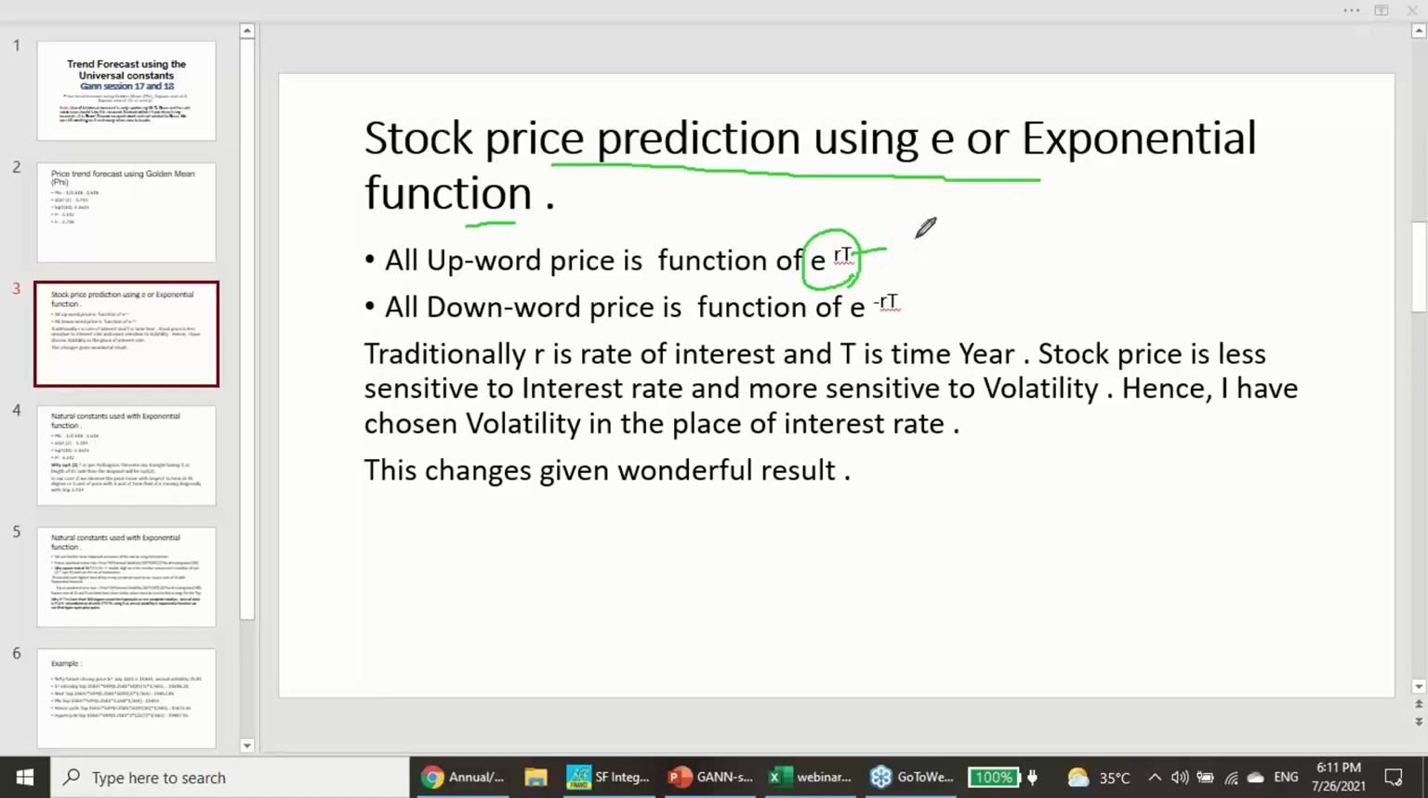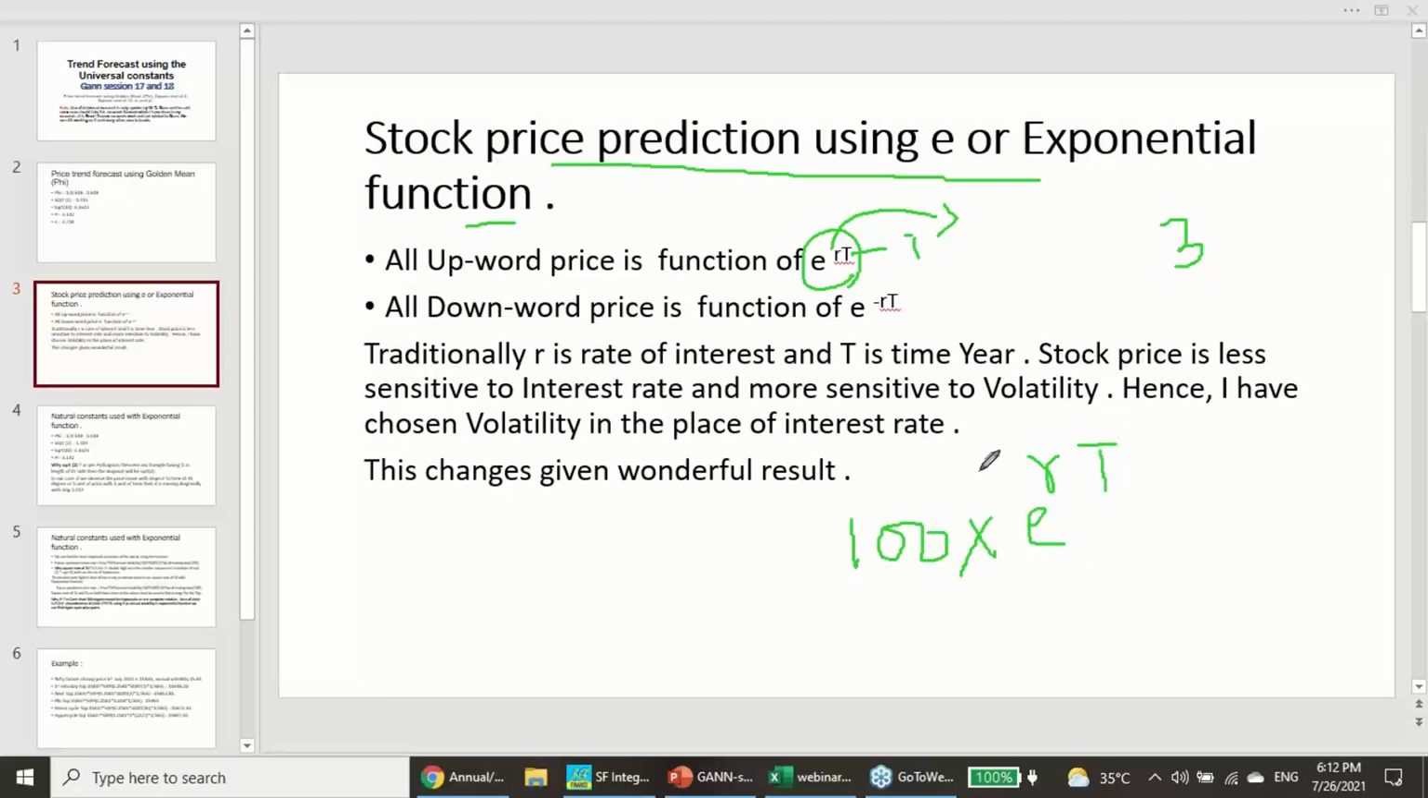T is nothing but time in years, and R is nothing but rate of interest or rate of return. So here they say theoretically the fair value of a stock can be estimated. Suppose you are asking what the price of this particular stock will be after 3 years. What do you have to do? Say the stock is trading at 100. I would say 100 multiplied by e to the power rate of interest into T.